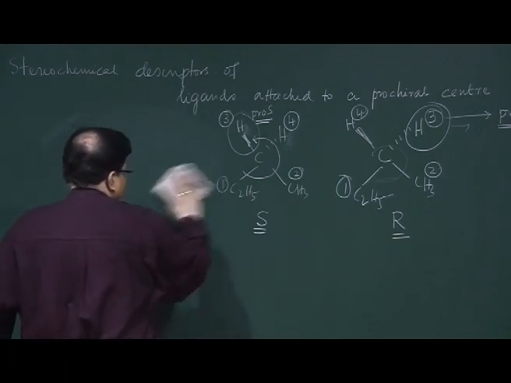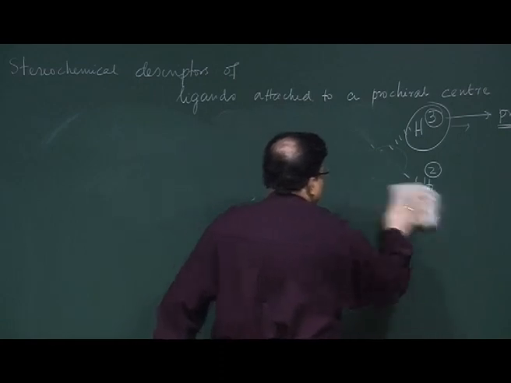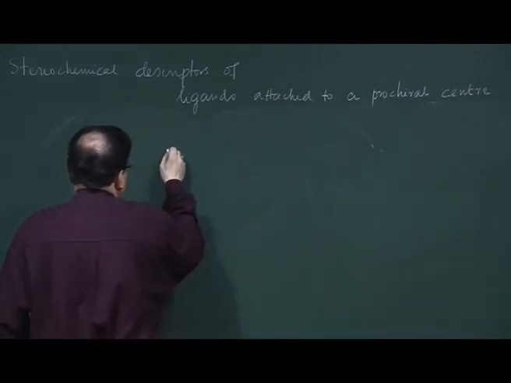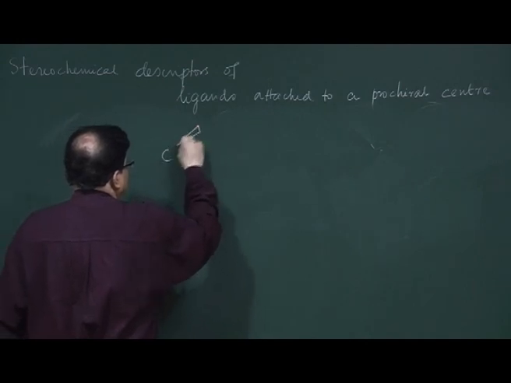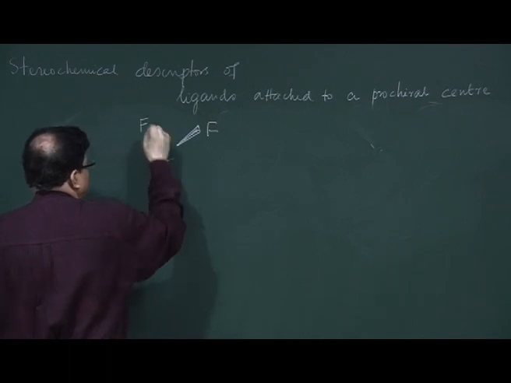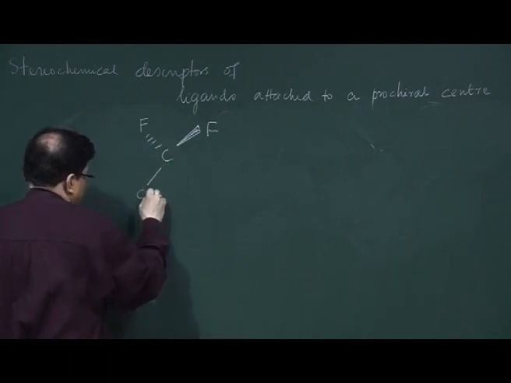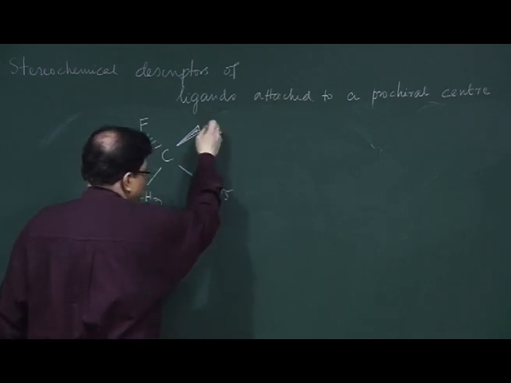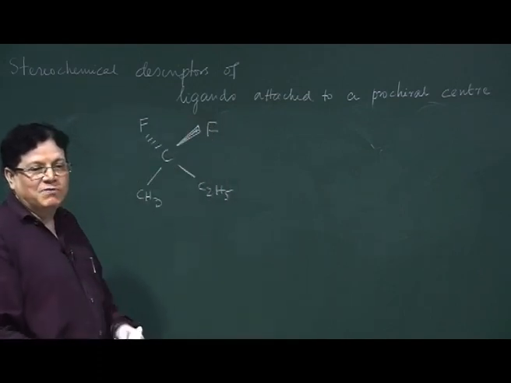Suppose I want to figure out which one is pro R and which one is pro S in this system. See, this is a fluorine, another fluorine, and this is a methyl, and this is the ethyl. Almost a similar compound, but the hydrogens are replaced by fluorine.